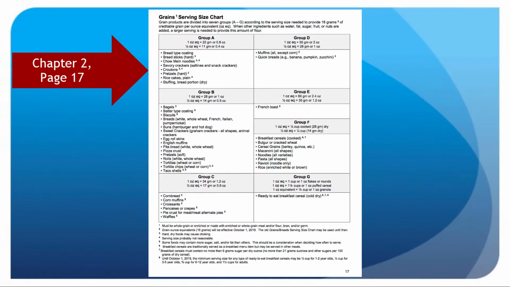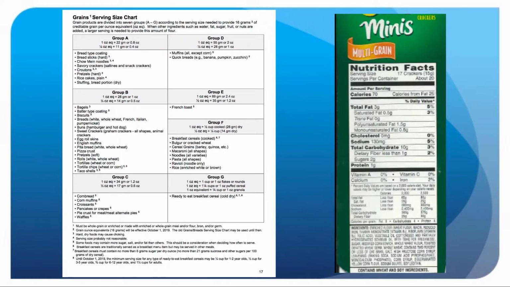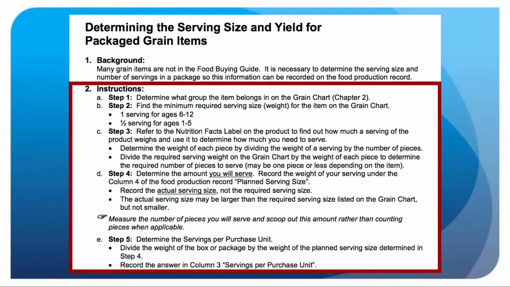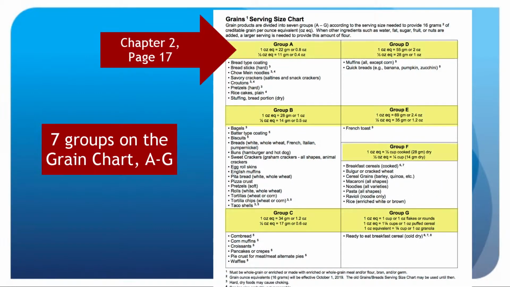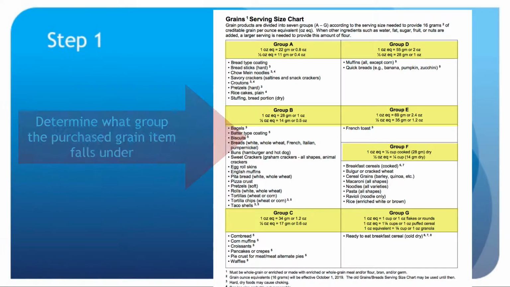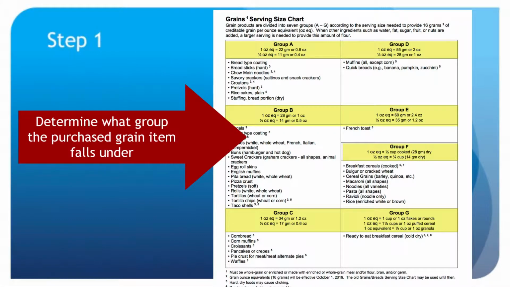The grain chart discussed in Chapter 2 and the nutrition facts label from the package are needed to determine the serving size and number of servings in a package. We will discuss step-by-step instructions to determine the serving size and yield for packaged grain items and apply the information by going through an example. There are 7 groups on the grain chart, A through G. Step 1 is to determine what group the purchased grain item falls under in the grain chart.